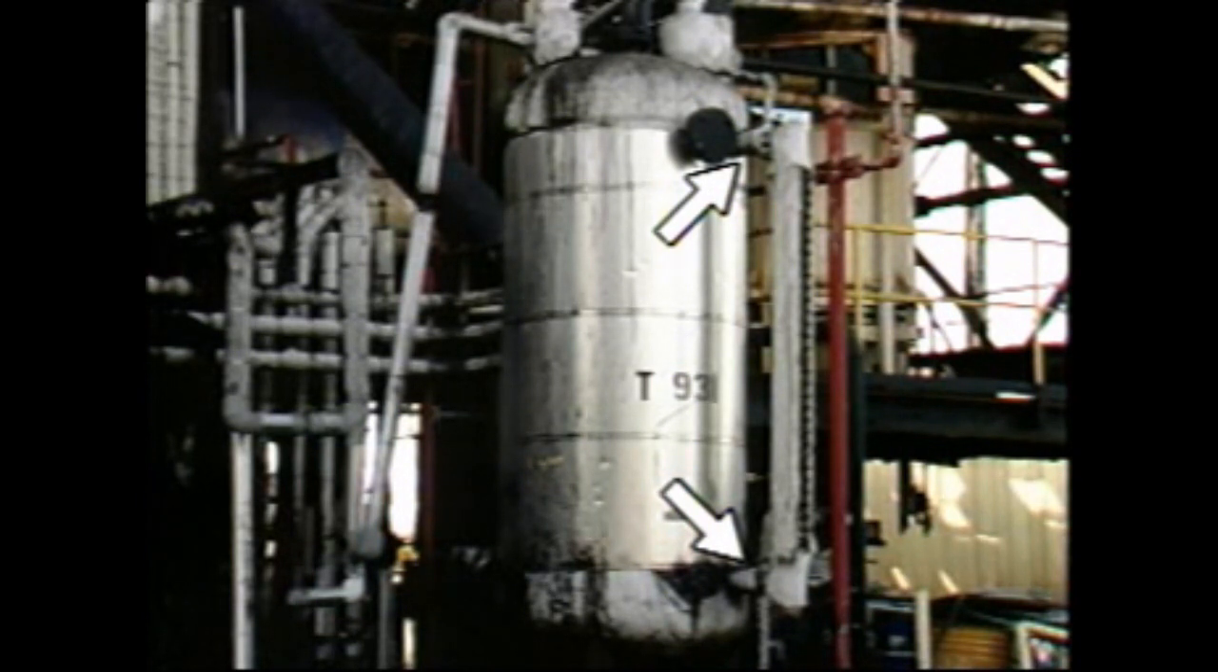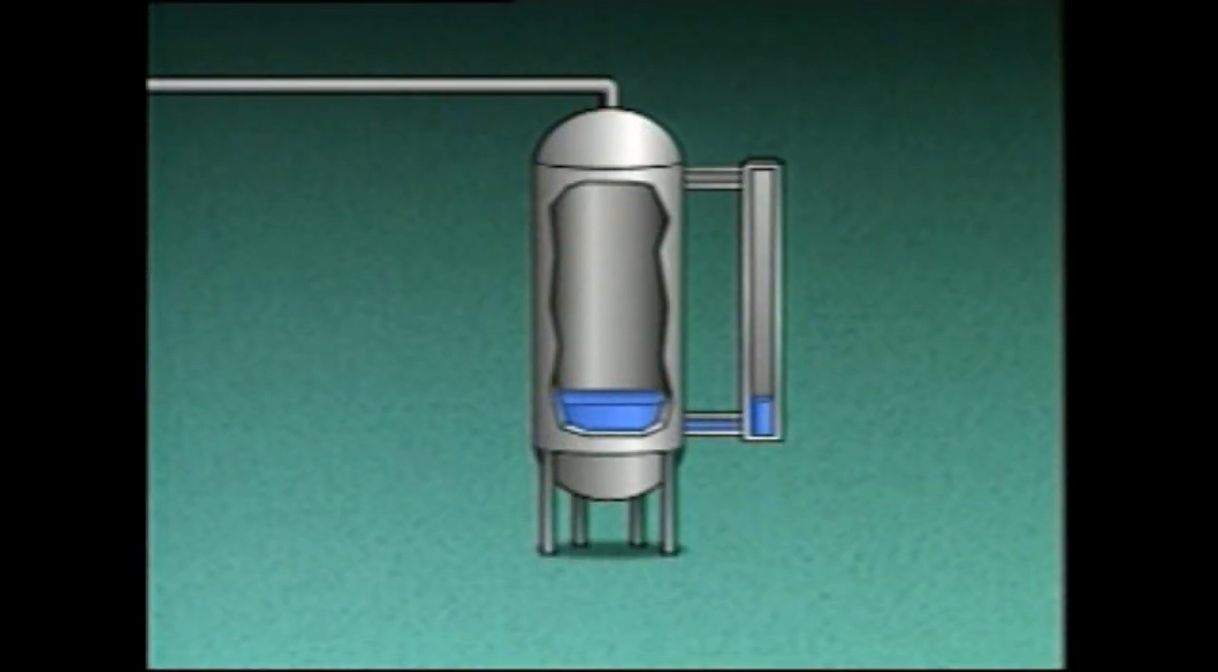It's connected to the tank with pipes at the top and the bottom of the tube. The use of a gauge glass is based on the principle that liquid levels equalize in containers that are connected together. In other words, the liquid is free to move between the tank and the glass. So the level that's visible in the glass is the same as the level in the tank.